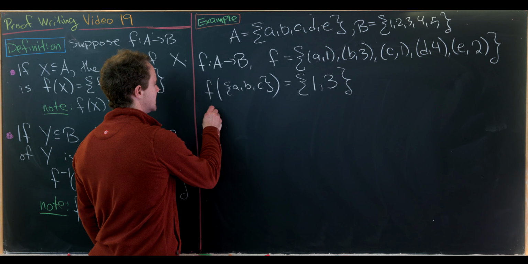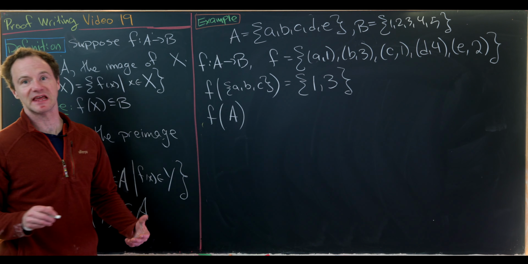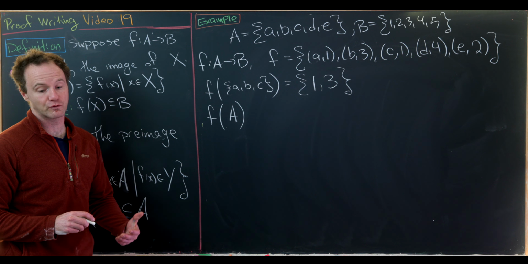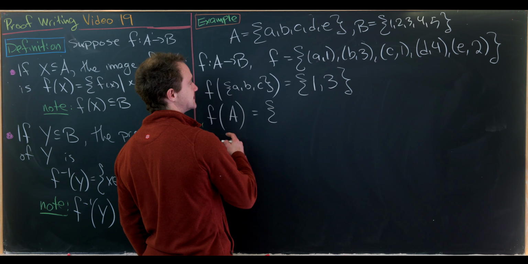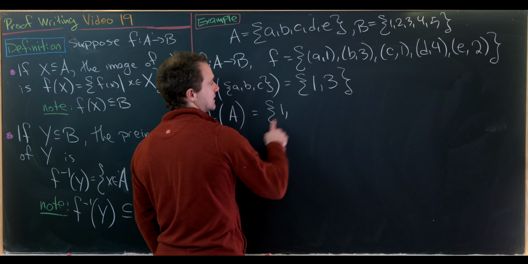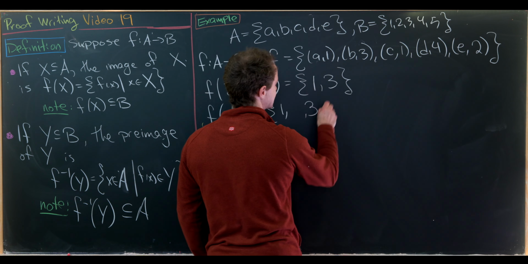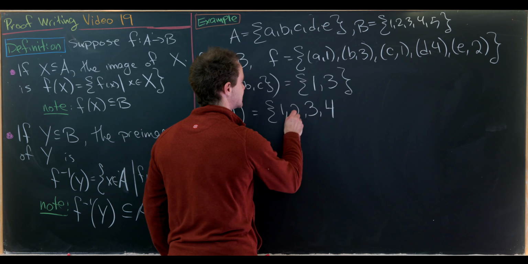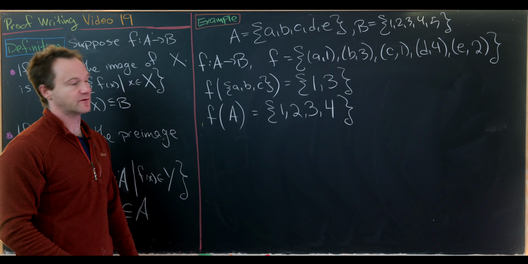Okay, that's cool. Now what about f of the whole set A? So this would be the image of the entire function, or the range of the entire function. So let's work through a, b, c, d, and e. So a gets sent to 1, b gets sent to 3, c gets sent to 1, d gets sent to 4, and e gets sent to 2. So in the end, we get {1, 2, 3, 4}.